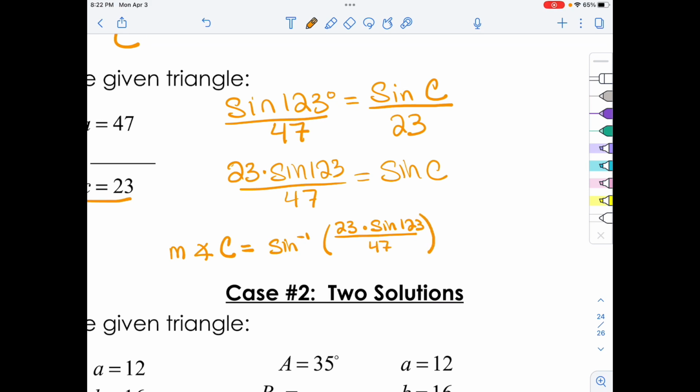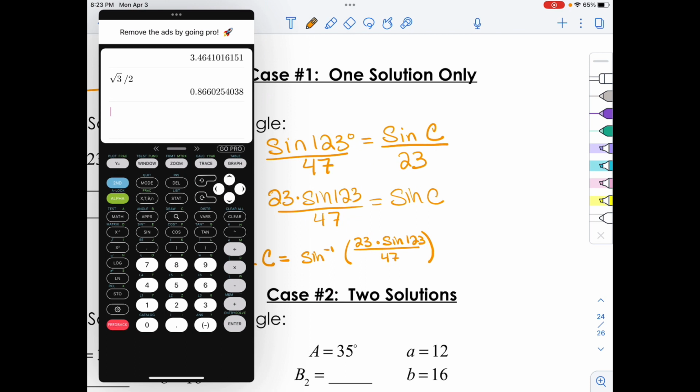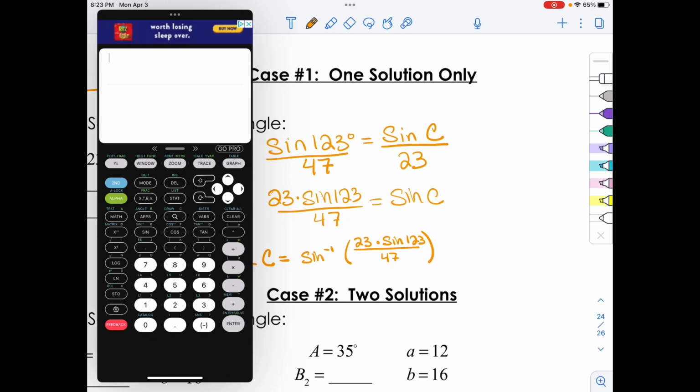And I'm going to show you how I do this in my calculator so that I don't have to type it all in too much. So the first part, I'm going to do in one step. So 23 times the sine of 123, close my parenthesis, divided by 47. Now I'm going to use sine inverse because I'm trying to find an angle, and I'm going to use second answer so I don't have to type that all in. So now I know that the measure of angle C is approximately 24.23 degrees.